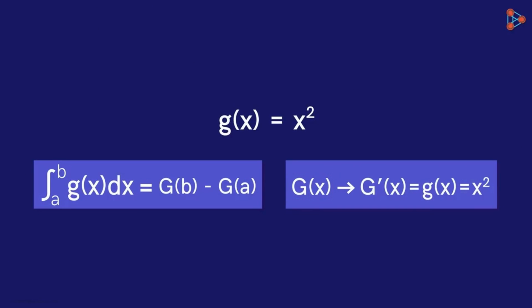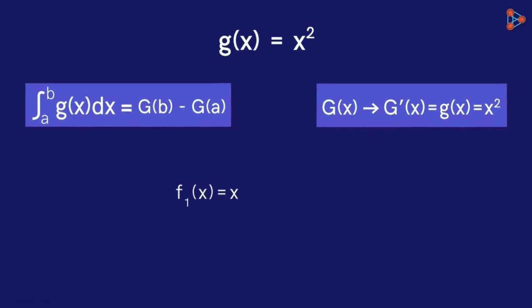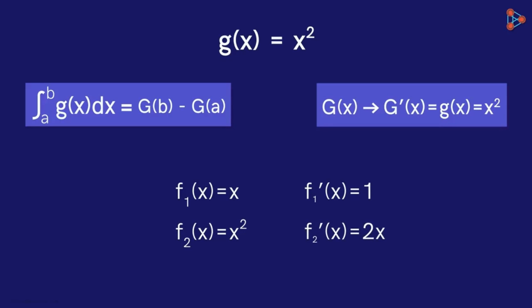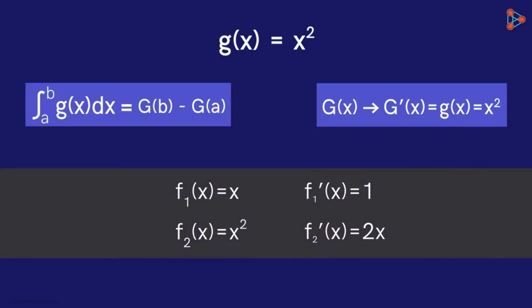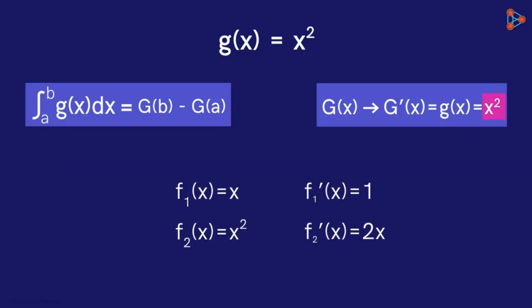Now we have seen earlier that if we have a function f1 of x equal to x, then its derivative is equal to 1. If we have a function f2 of x equal to x squared, then its derivative is equal to 2 times x. Notice that each time we take the derivative, the power of x is reduced by 1. Now we want the function whose derivative is equal to x squared. So maybe the derivative of the function f3 of x equal to x cubed will give us this function.